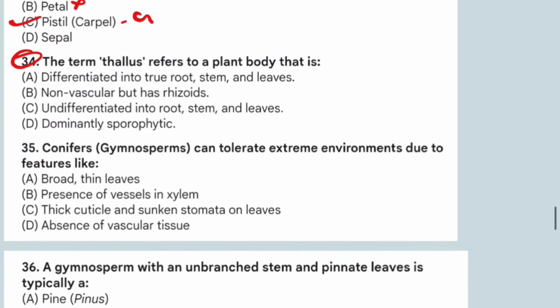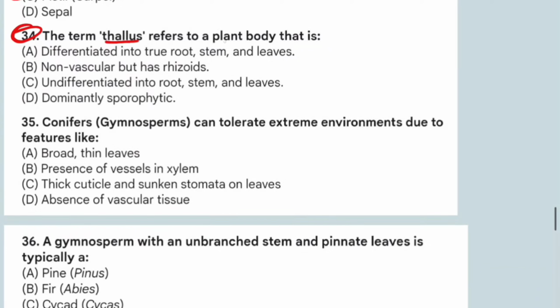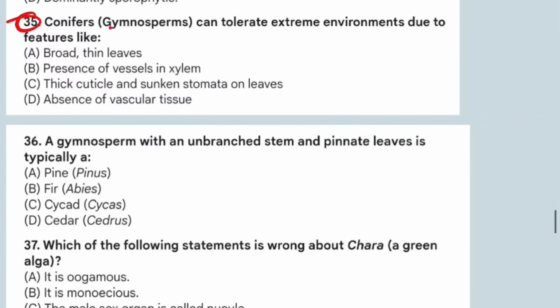34. The term thallus refers to a plant body that is differentiated into root, stem, leaf? No. Non-vascular but with rhizoids? No. Undifferentiated into root, stem and leaves? Yes. Important question. 35. Conifers, gymnosperms, can tolerate extreme environments due to features like broad and thin leaves? No. Presence of vessels in xylem? No, this is an angiospermic character. Thick cuticle and sunken stomata on leaves? Yes. C is the correct answer.